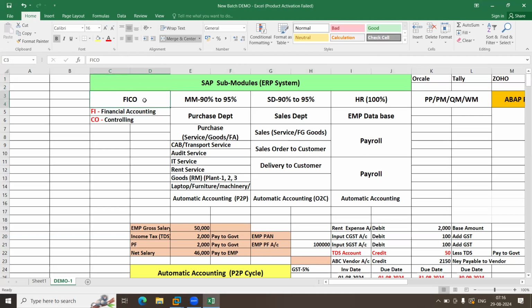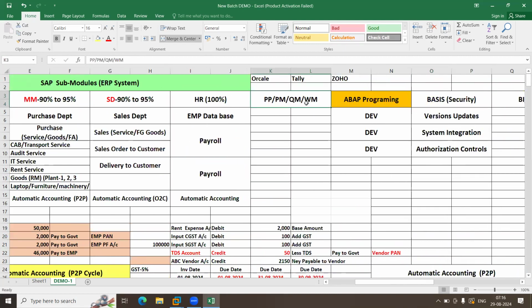So we have SAP submodules like FICO, material management, sales and distribution, HR, and other modules like production planning, plant maintenance, QM meaning quality management, and WM warehouse management. I also gave a little overview of technical modules like ABAP programming and basic security. ABAP programming means we are going to customize our own programs. Sometimes SAP's standard delivered solutions are not sufficient for your business requirement, and we can go for customization.